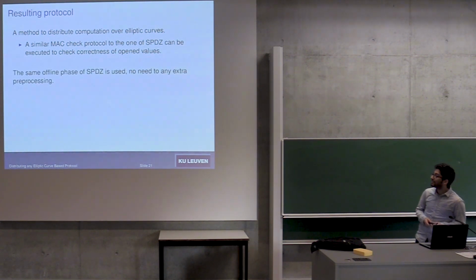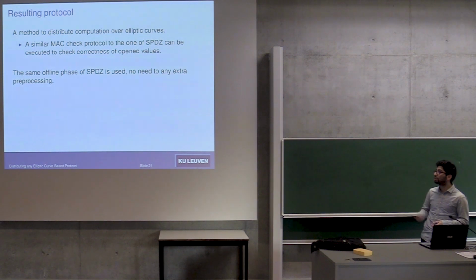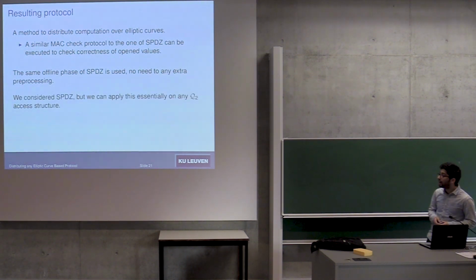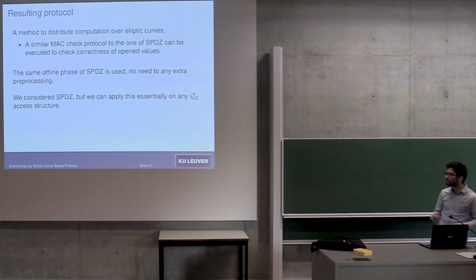And notice that actually we didn't need to do any extra pre-processing. So basically we just used the offline phase of SPDZ to do computation over the elliptic curve, to distribute computation over the elliptic curve. And in this paper we considered SPDZ, but actually this technique can also be applied to any Q2 access structure, so it doesn't have to be full threshold such as in SPDZ.